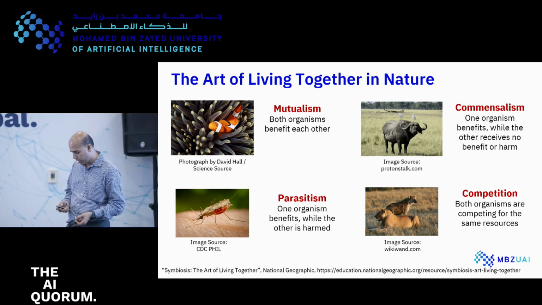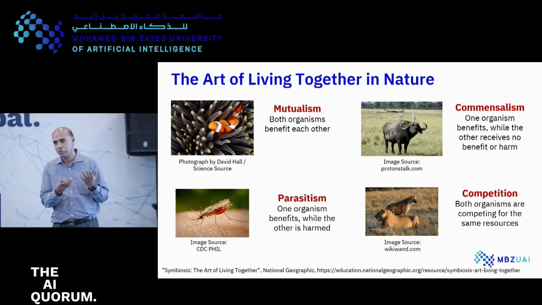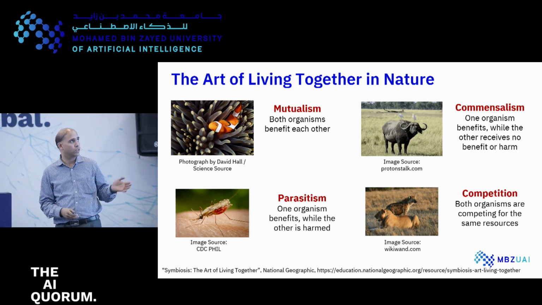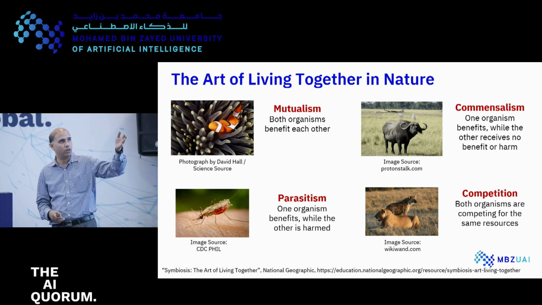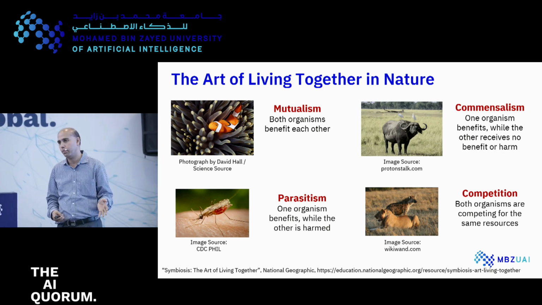So my goal is to develop collaborative learning algorithms for this non-mutualistic scenario, when there is commensalism, parasitism, or competition. How do you handle these kinds of scenarios?